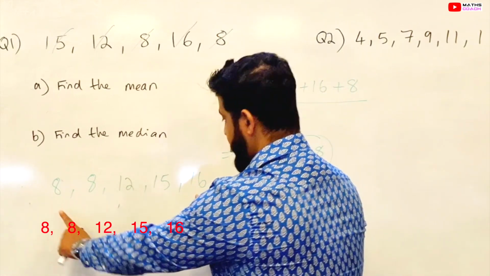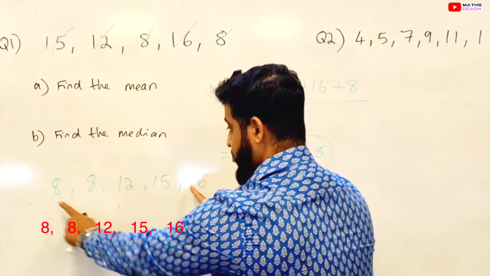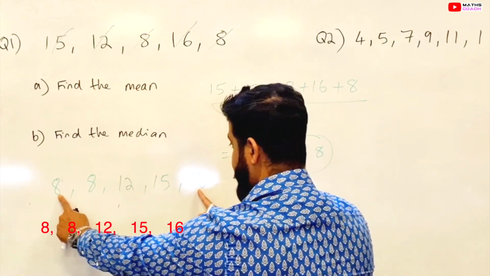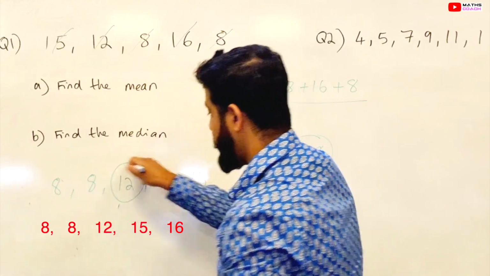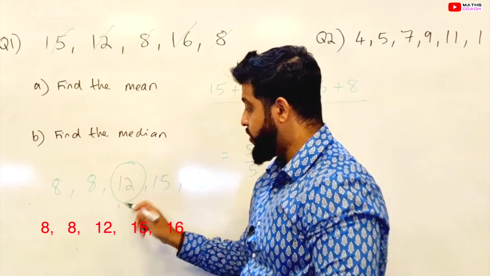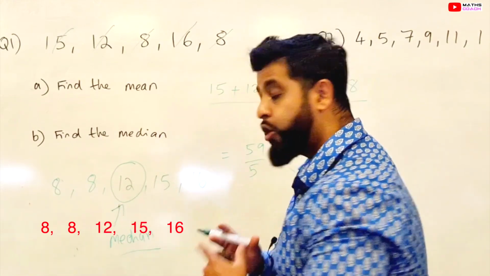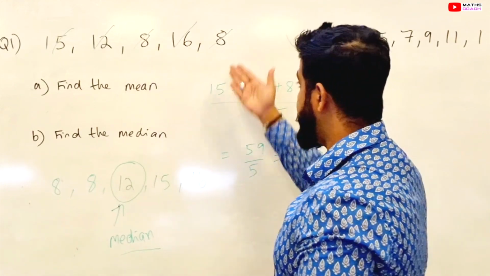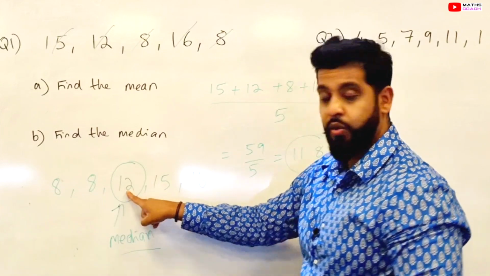Now, where is the number in the middle? Because the list is quite small, you could just count in. So look, you got 8 and 16, you got 8 and 15, and then you've got this 12 in the middle. Can you see? On either side of 12, it's got 2 numbers. So this is our median. So to summarize, for this list of numbers, the mean is 11.8 and the median is 12.